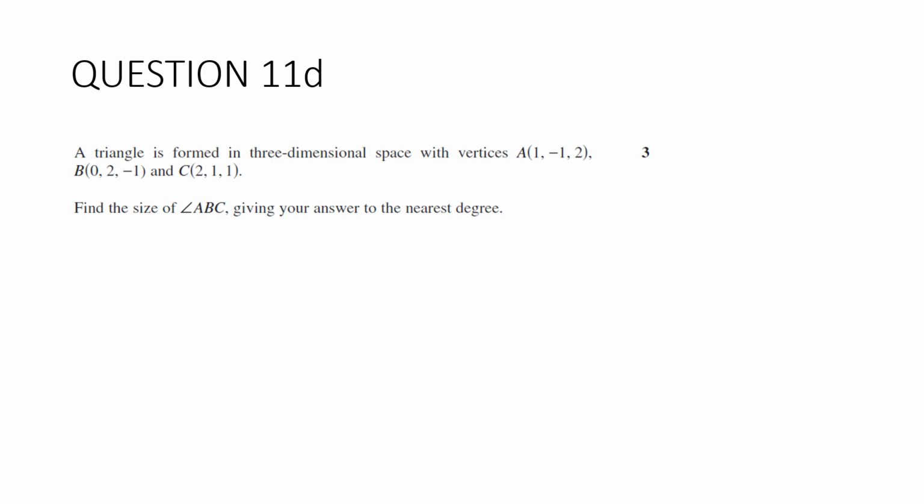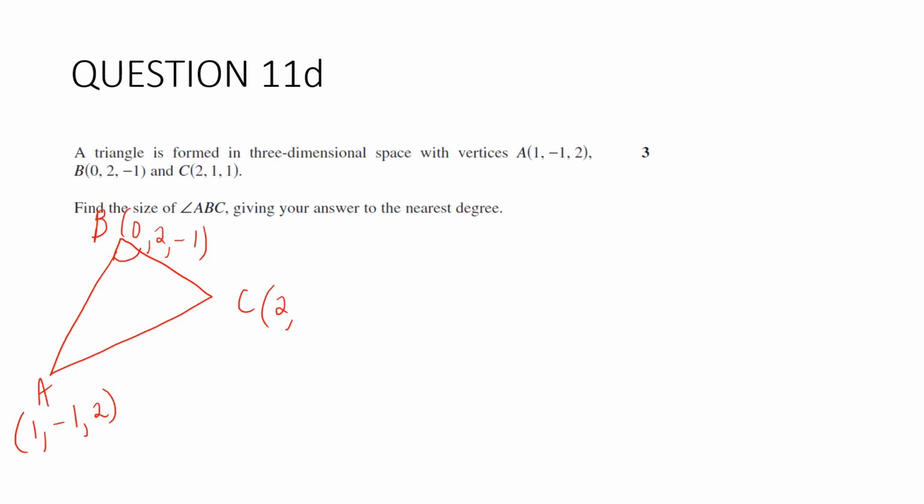Question 11d. A triangle is formed in 3-dimensional space with vertices A, B, and C. Find the size of angle ABC, giving your answer to the nearest degree. So we know A has coordinates 1, negative 1, and 2. B has coordinates 0, 2, negative 1, and C has coordinates 2, 1, 1.